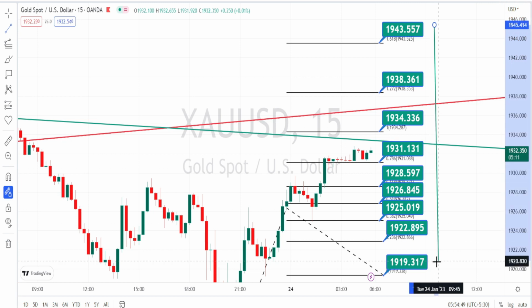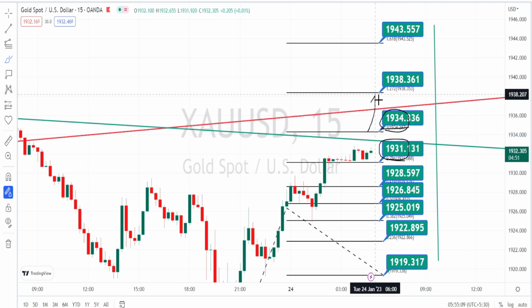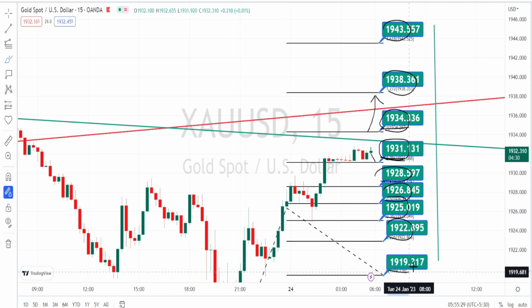So the values within these green color boxes are the resistance and support levels for current price action in 15 minutes time frame. Currently the price action is trading between the support level of 1931 and resistance level of 1934. Once the price action breaks this resistance level of 1934, the next levels of resistance are going to be around 1938 and 1943. And if the price action bounces back on the bearish side and breaks this support level of 1931, the next levels of support are going to be around 1928, 1926, 1925, 1922 and 1919.